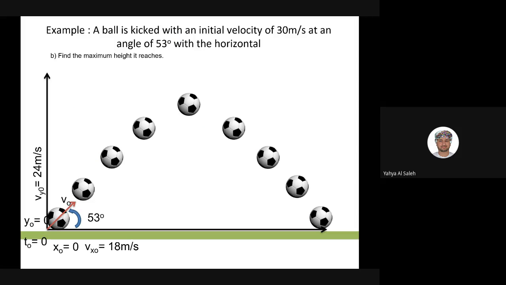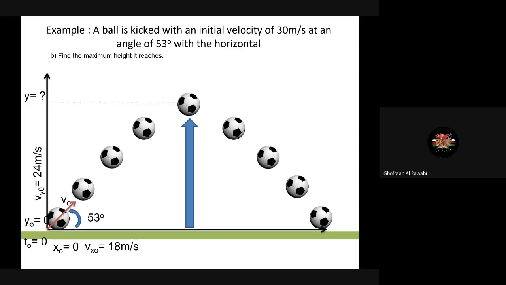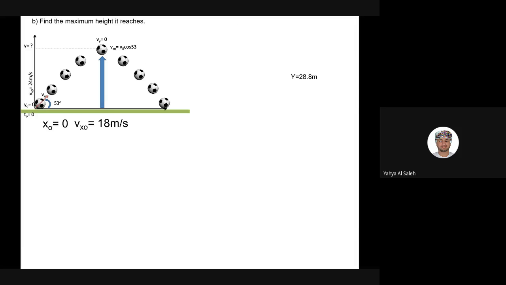So part B asks us, find the maximum height it reaches. I want to know what is the maximum height. How do I do this? Which equation should I use and how? It is when Vy equals 0. Yeah, that's a good option. When Vy is equal to 0.